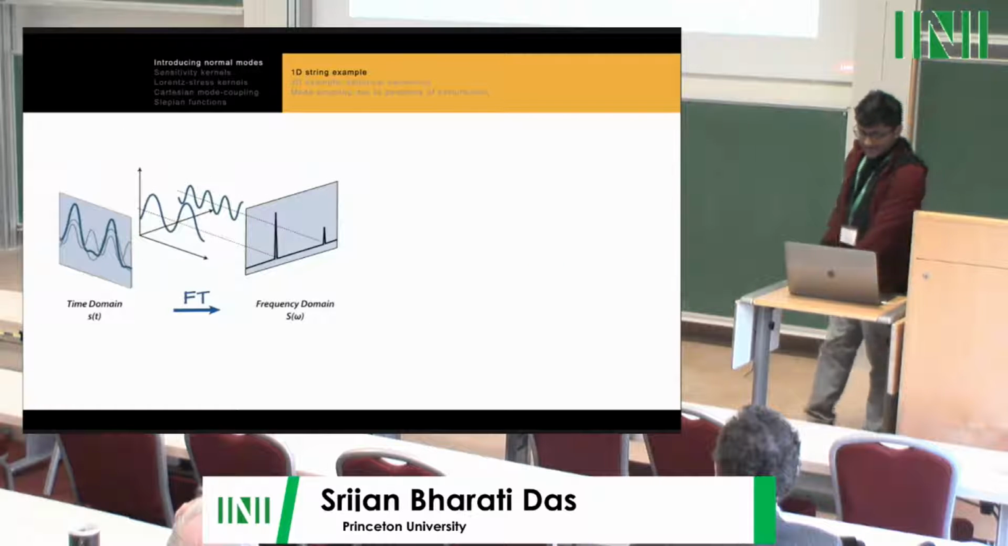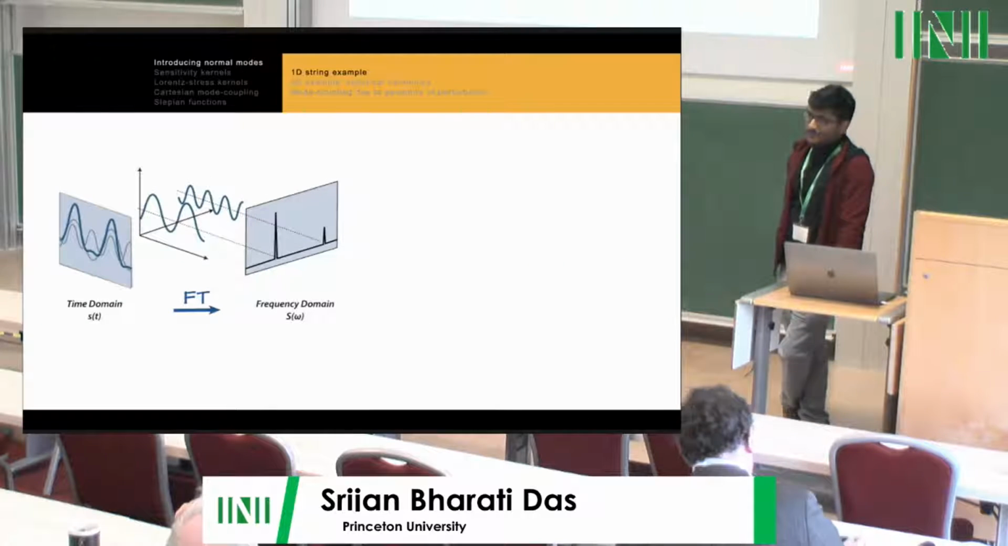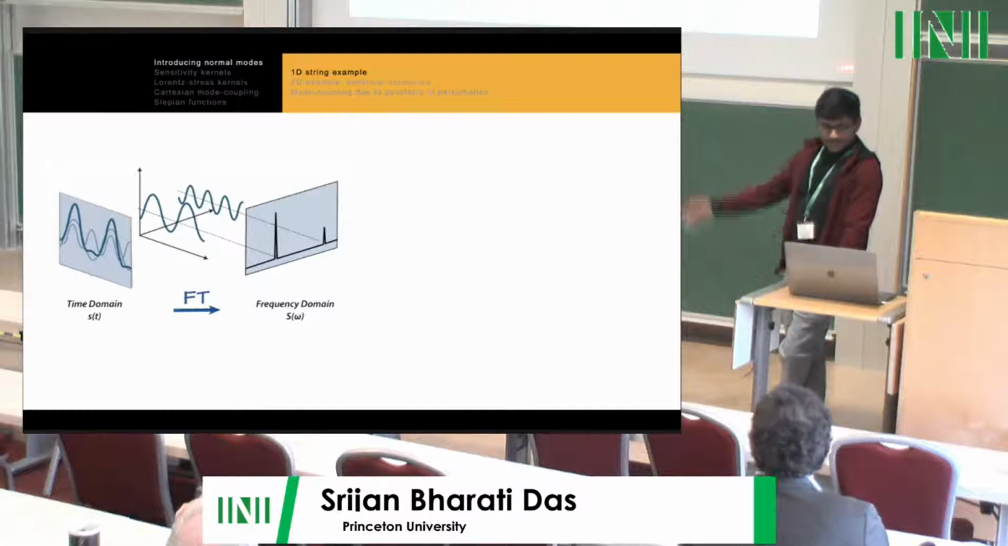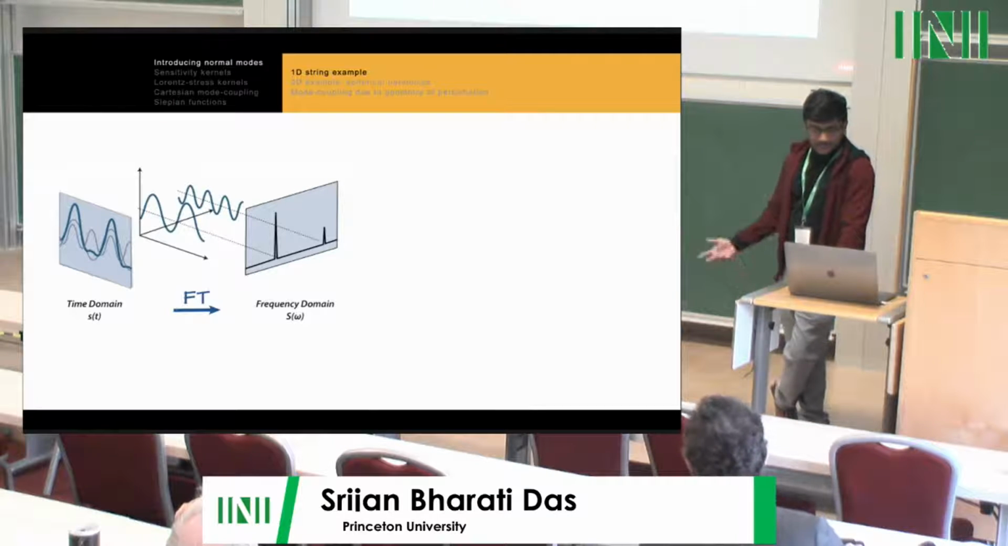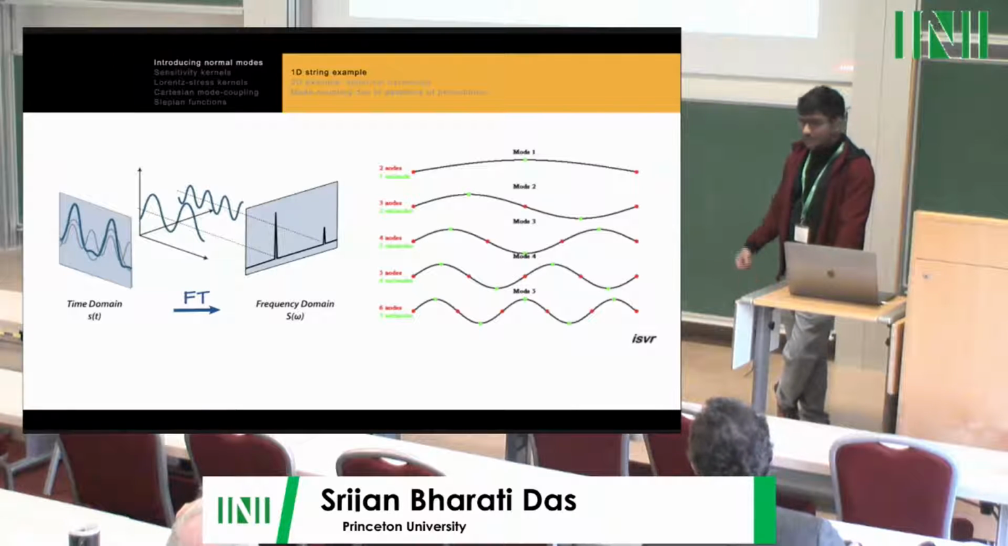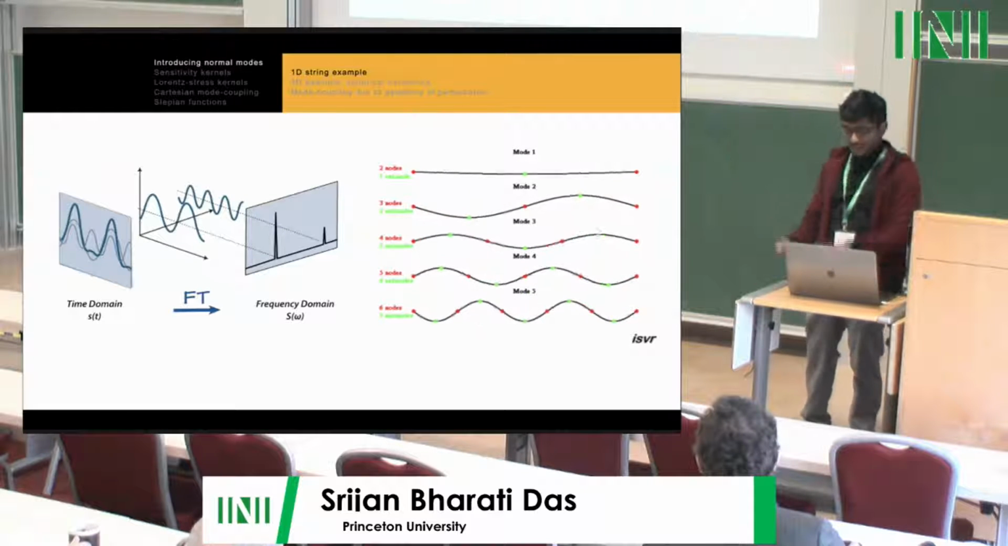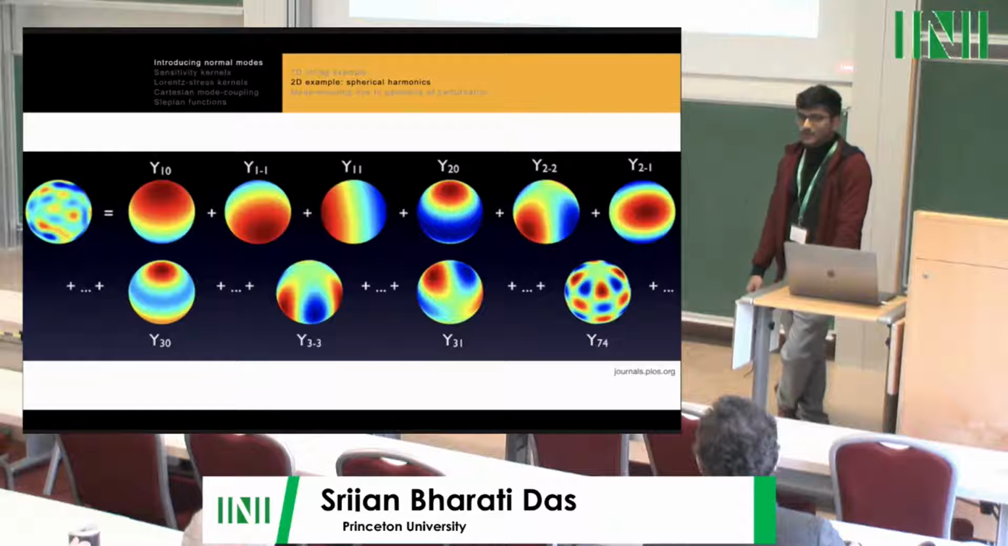A very simplistic picture of the Fourier transform: you have a general 1D signal, and you can project that into frequency space, which forms the peaks in frequency. In 1D, if you pluck a string of a guitar, it'll oscillate in various modes as sinusoids or cosines. And if you take one of these strings and wrap it around a sphere, what we have is a spherical harmonic.